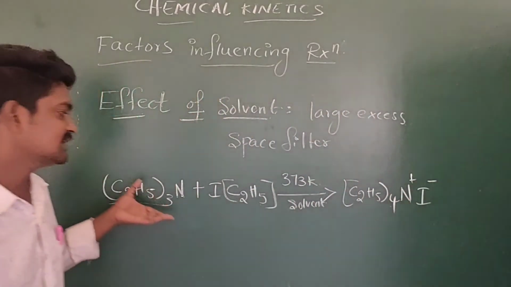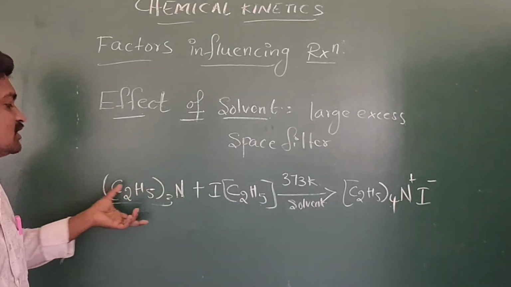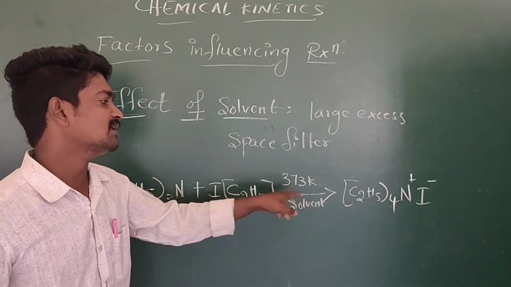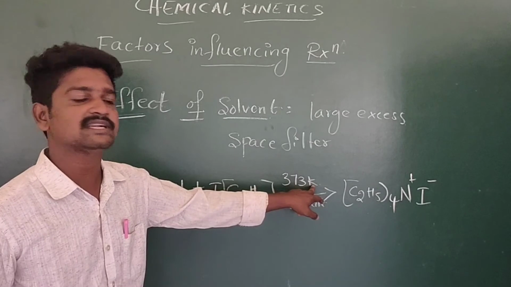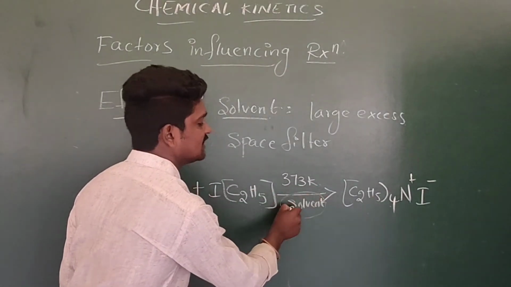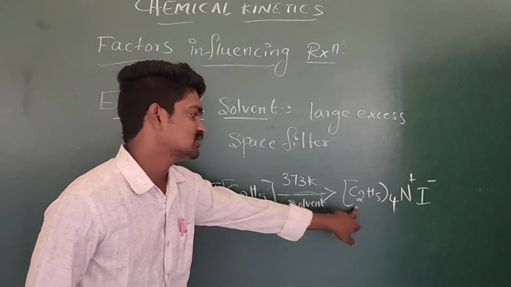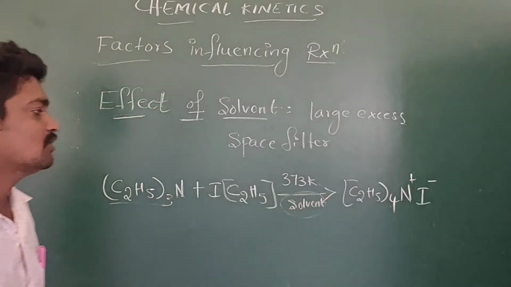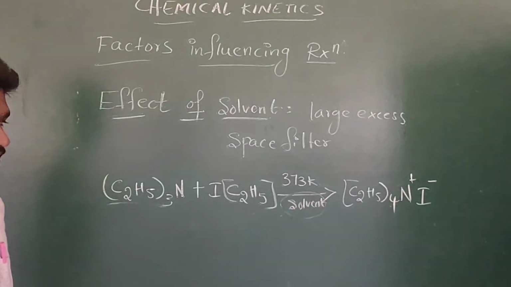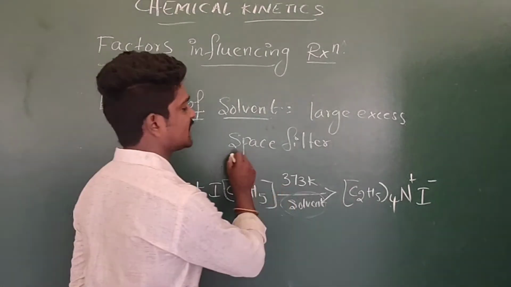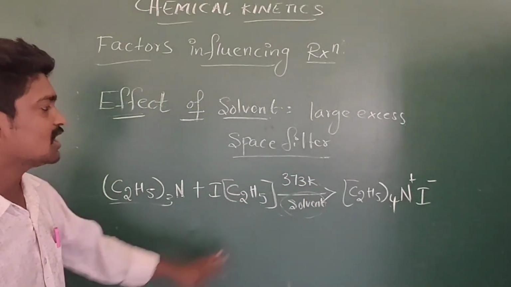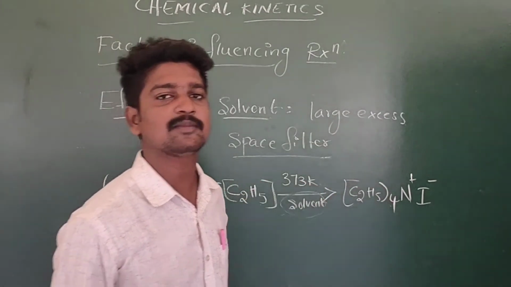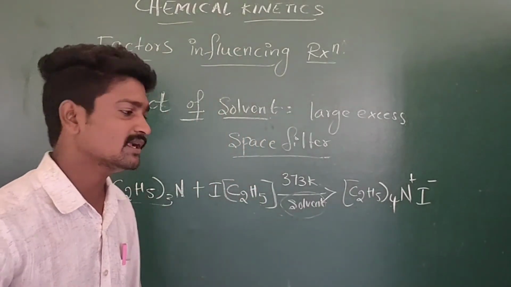Here is the equation. So C2H5 thrice N, iodine C2H5. The temperature we are applying is 373 degrees Kelvin. So with solvent, it is used in large excess. So here the equation gives tetra methyl amine iodide. So solvent doesn't participate in the reaction, but it acts as a space filler. Okay. So solvent always acts as a space filler. So that's why we use a large excess amount of solvent in the reaction. Okay. Next.